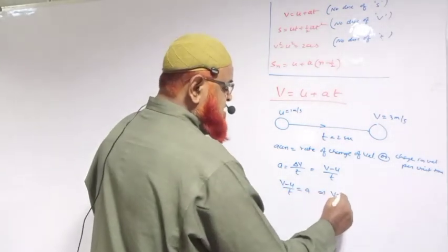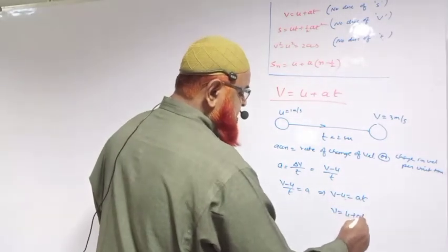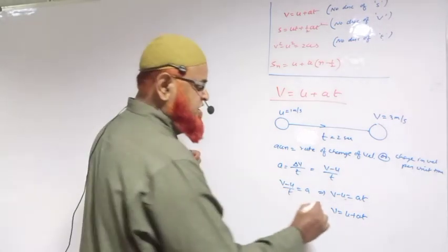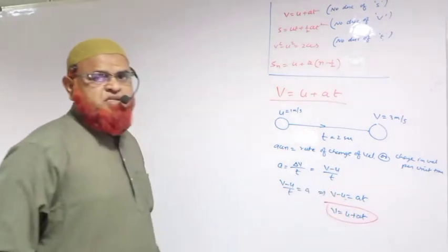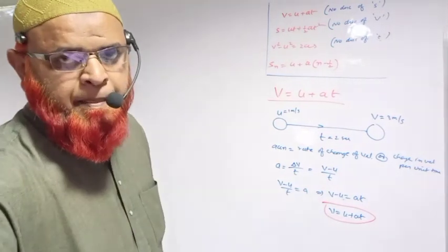This implies that v − u = at, so v = u + at. This is the first equation of motion. So you can write it like this. This is the first equation of motion.